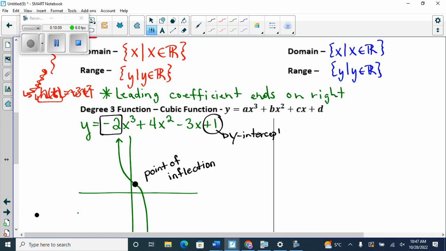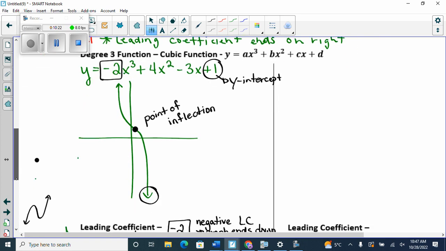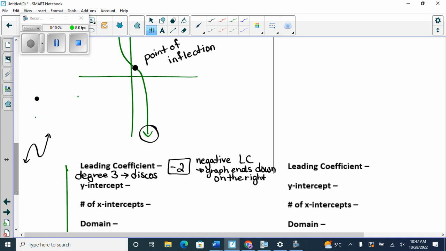The reason why is if I'm looking for my y-intercept, I put 0 in for x. This would cancel, this would cancel, this would cancel, and I'd only be left with 1. So that's why the constant is 1. Because if I'm looking for my y-intercept, I plug 0 in for x. So my y-intercept isn't 1. My y-intercept is 0, 1.